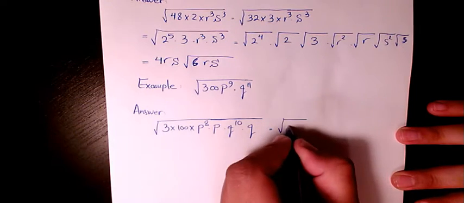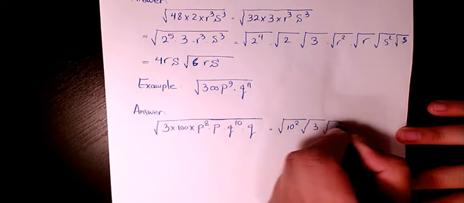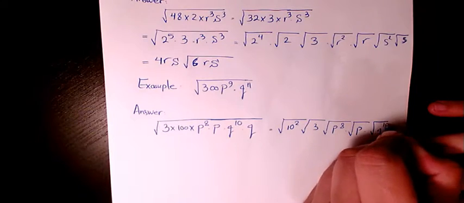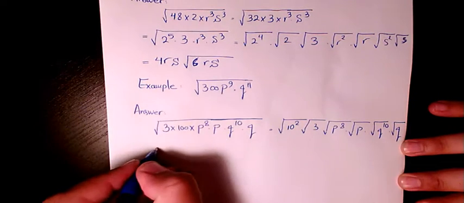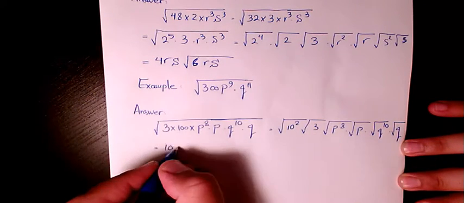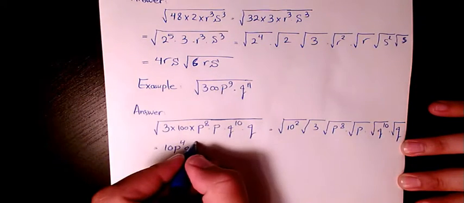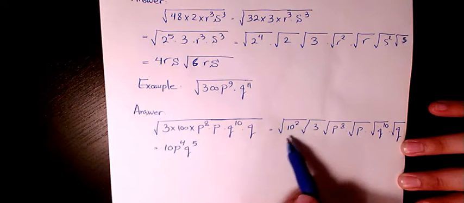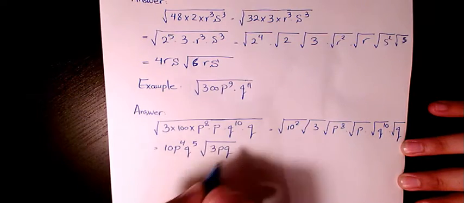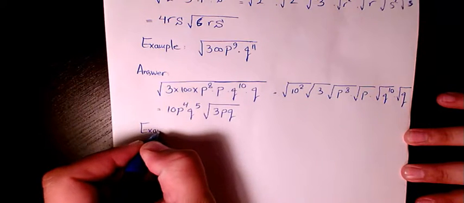That makes it 10 squared for 100, 3 p to the power of 8 p q to the power of 10 q. So this part is going to make it 10, this part is going to make it p to the power of 4, and this part is going to be q to the power of 10 divided by 2, which is going to be 5, and the rest will be 3pq. So 10 p to the power of 4 q to the power of 5 times the square root of 3pq. That's the final answer. Next example.